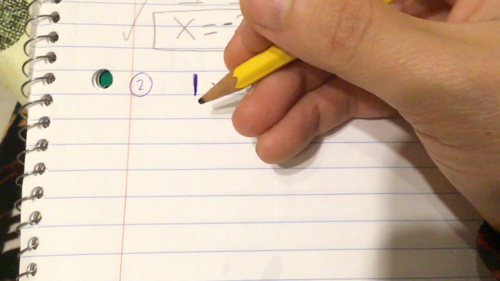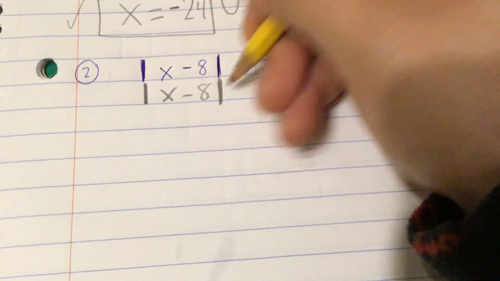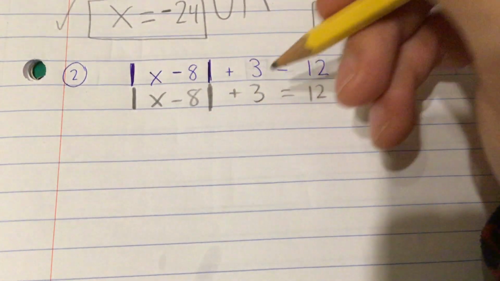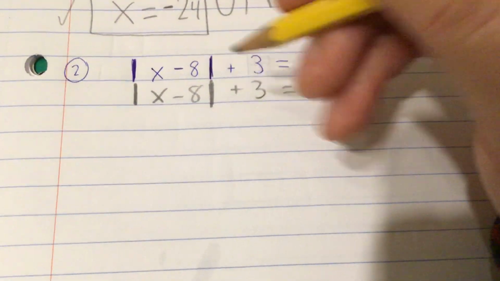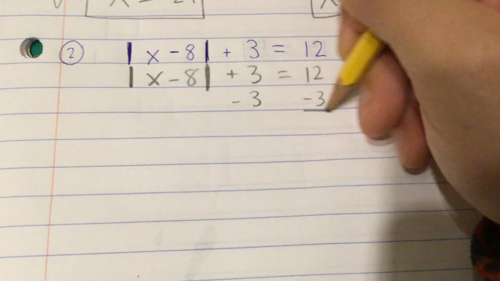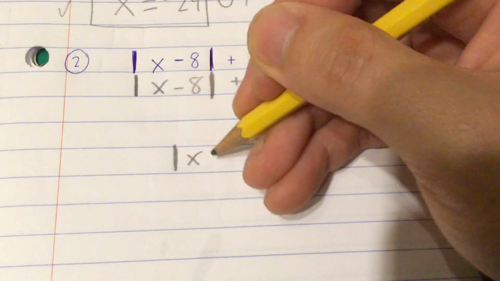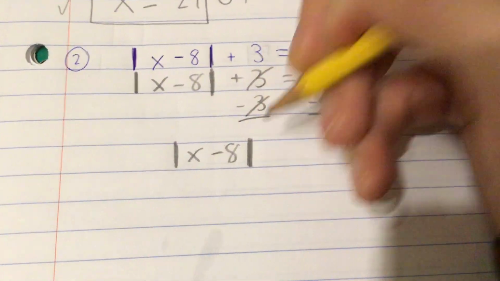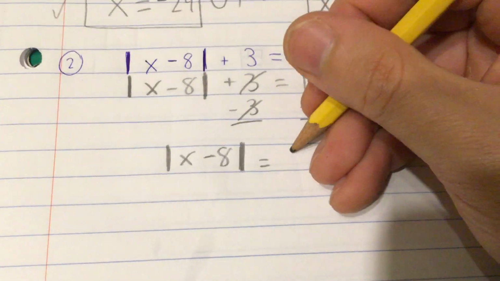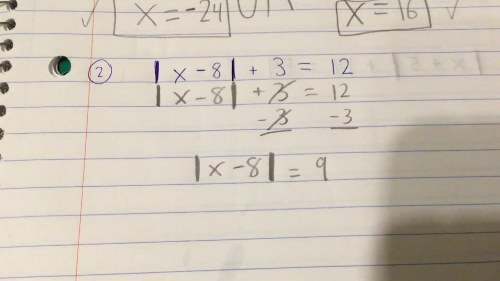So let's do that. We've got the absolute value of x minus 8 plus 3 is equal to 12. I want the bars isolated. So I'm going to subtract 3 from both sides. So now I've got the absolute value of x minus 8 equals 12 minus 3 is 9. So now, is this problem solvable?